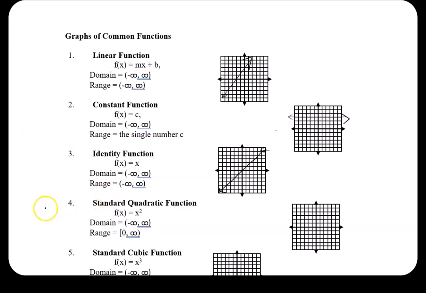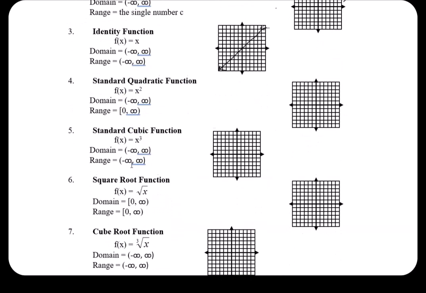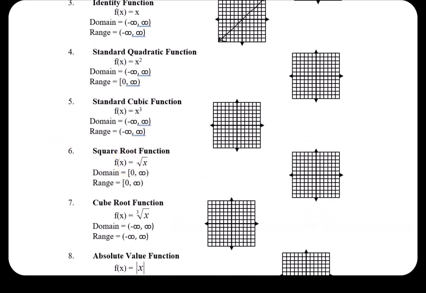So now let's move on and talk about the standard quadratic function. So that's just x squared. And hopefully you already know, but if not, the standard quadratic function is just a parabola. And it is a parabola with its vertex or its lowest point at 0, 0.